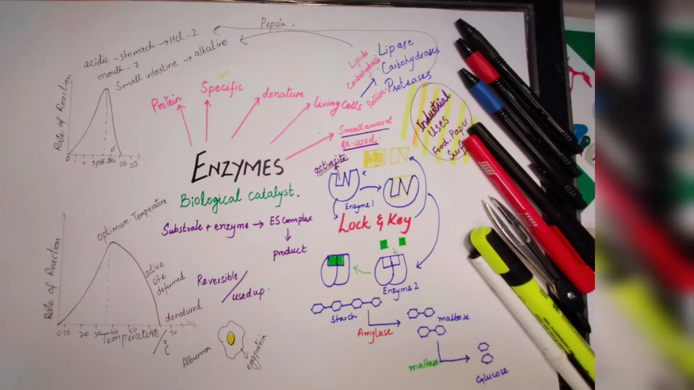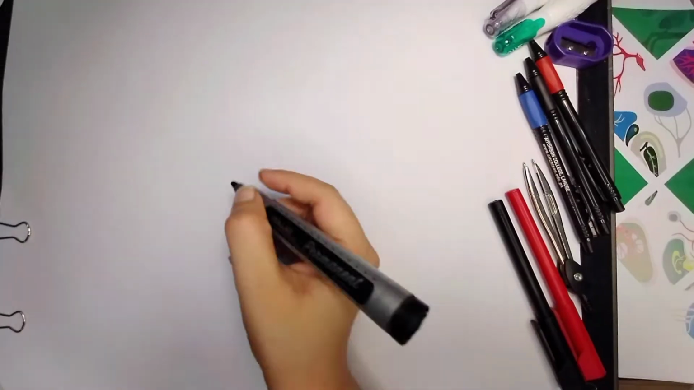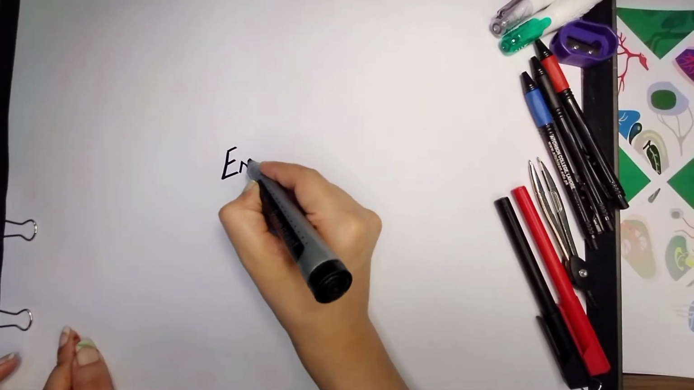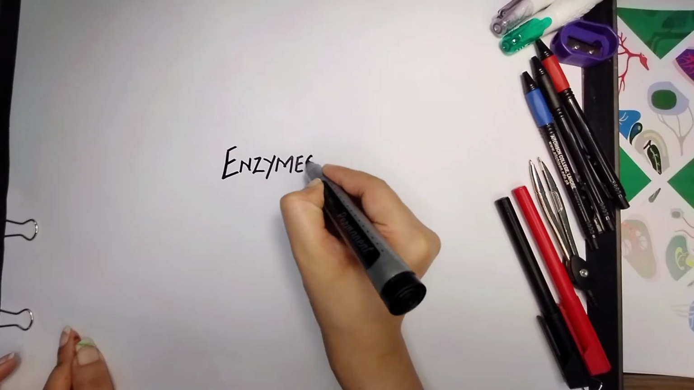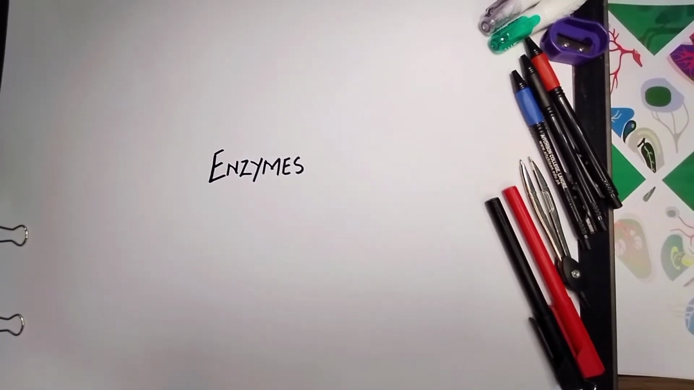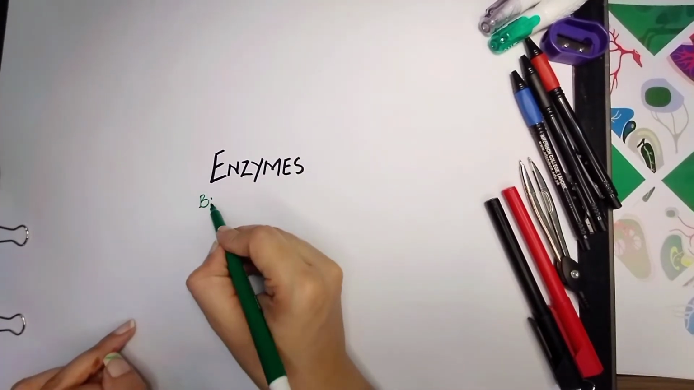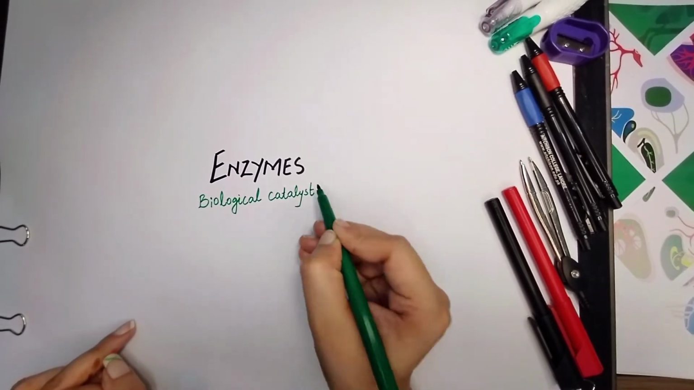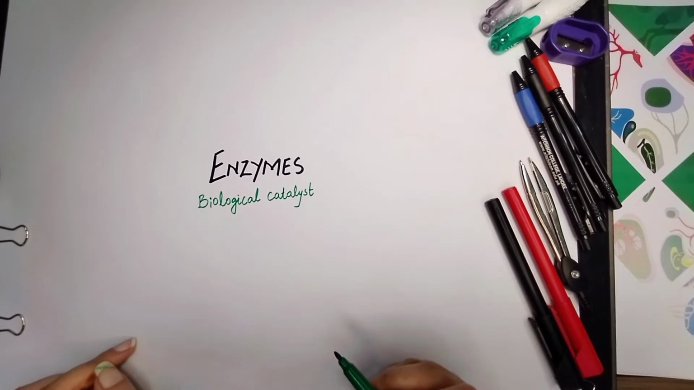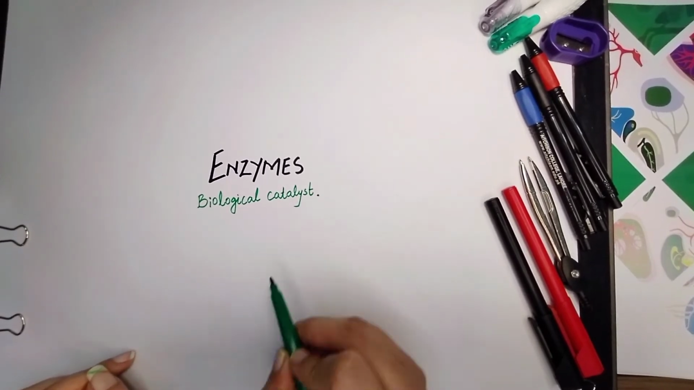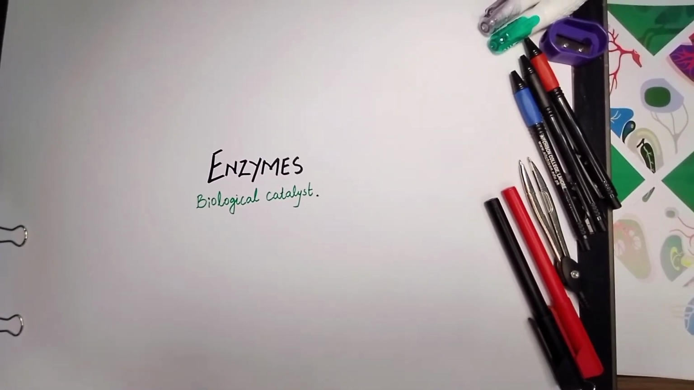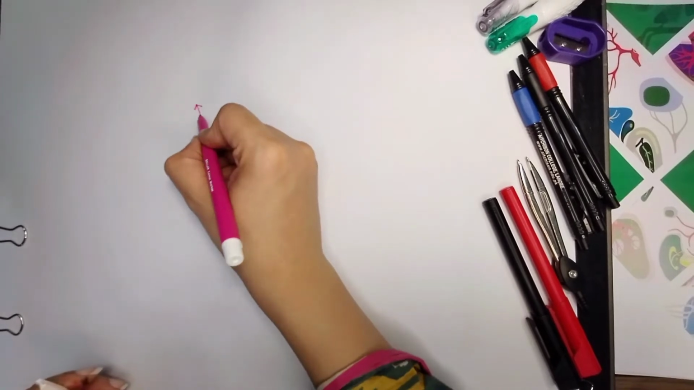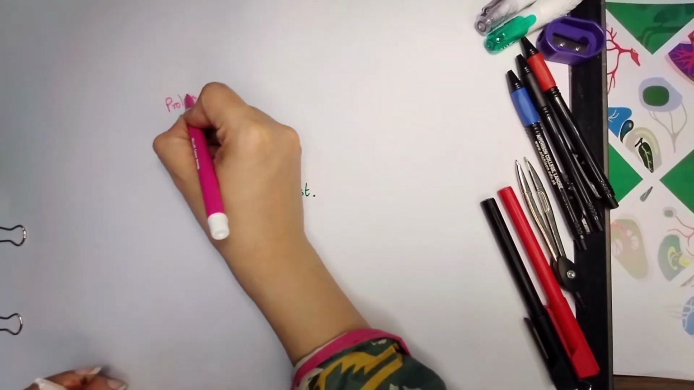Today's topic is enzymes. So let's talk about the enzymes now. Enzymes are described as biological catalysts. So what is meant by biological catalyst? A catalyst is something that increases the rate of a chemical reaction and it is not changed by the reaction. So this is the first thing that you need to know in this topic, that they are biological catalysts.